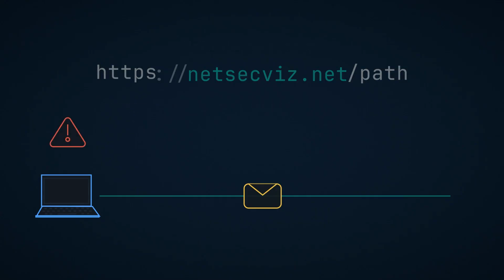Your browser looks at that and has a small panic, because it does not actually know where netsekviz.net is. Computers do not route by name, they route by numbers. So before anything leaves your laptop, the browser has to answer one question. What is the IP address for this name?